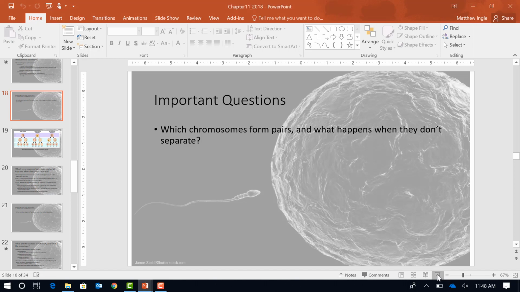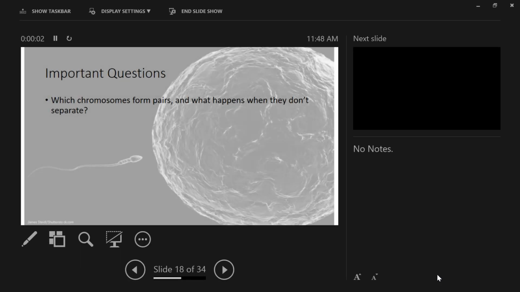So the next framing question, or important question, where we left off last time, we were talking about the differences between meiosis and mitosis, the big difference in the goal of them.